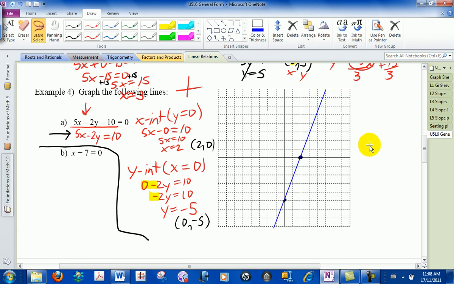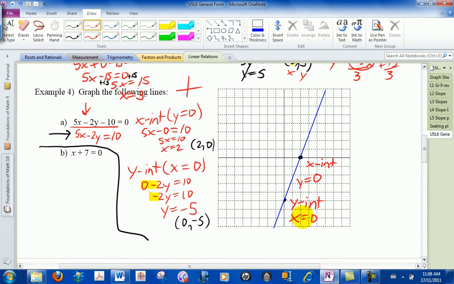Okay, so there's your graph. Again, it's really simple because you found an x-intercept and a y-intercept. Remember that this is your x-intercept, and so you have a 0 y value. This is your y-intercept, and so you have a 0 x value.